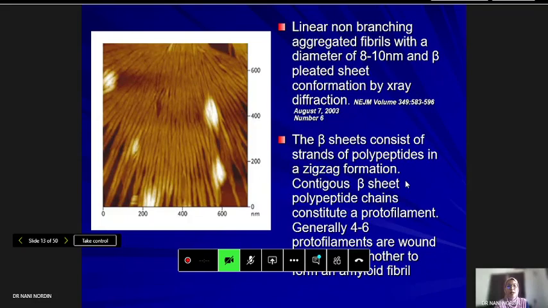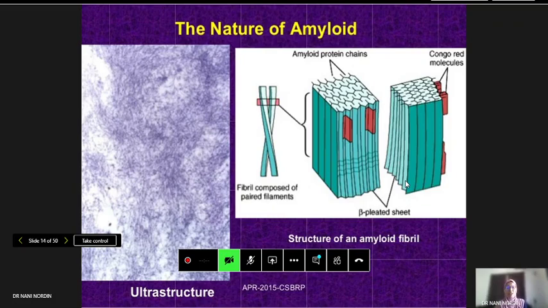Formed by beta-pleated sheet. I think this one is clearer. If you want to imagine how the fibrils are arranged, how the beta-pleated sheet is arranged, it is arranged in such a way into fibril protein, and the fibrils will intertwine with each other. And if you can see, the red part is the part of the beta-pleated sheet which takes up the Congo red stain, which you can see under polarized microscope giving the birefringent green color.